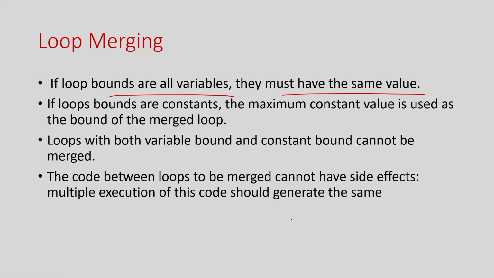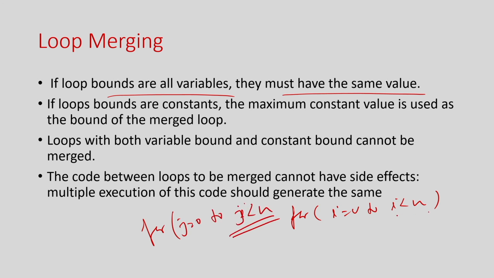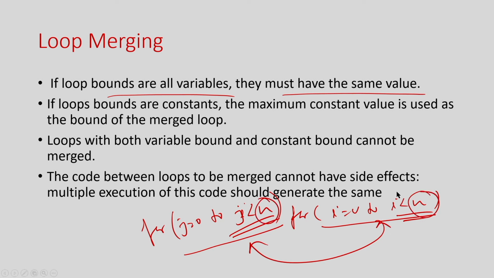Right. So, if there is a for loop where i equals 0 to i less than n, and there is another for loop here where j equals 0 to j less than n. So, in this condition, the total number of times this loop will execute must be the same, right. Although this is a variable bound, if they are the same, then I can merge it.